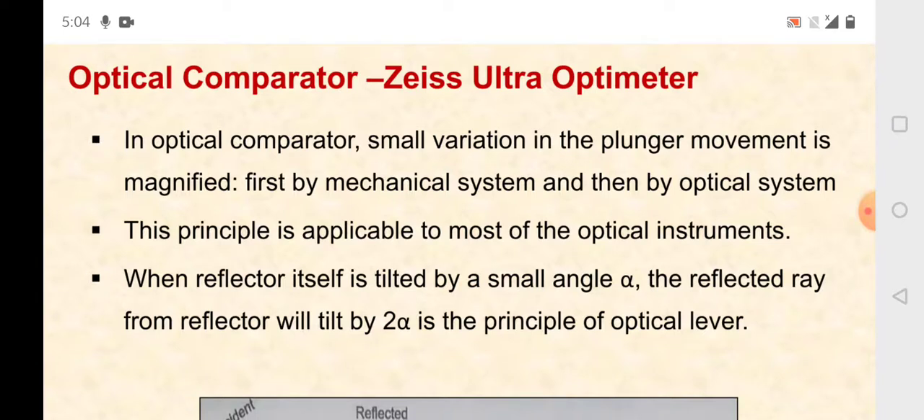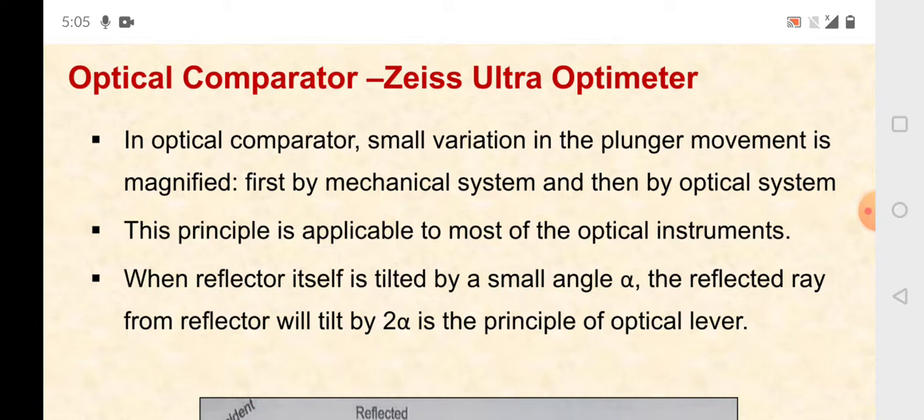So here the magnification is very high. In optical comparator, a very small variation in the plunger movement is magnified. It may not be visible or sensible to the human eyes or human senses, but it can be magnified to any extent with the help of the mechanical system. So any variation, say 0.0001 mm or a micron, up to that can also be tested very easily.